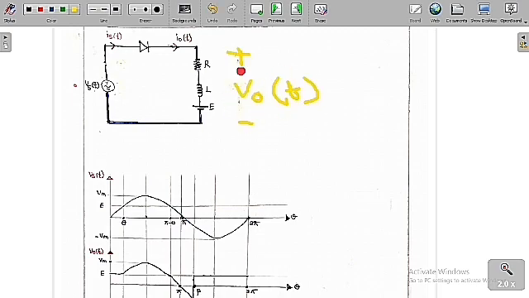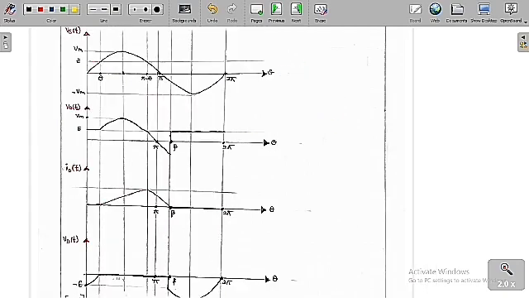So this is the output voltage, which is plus or minus V naught of t. Now we are going to draw the waveforms of this circuit. This is the source voltage, Vs of t, which is equal to Vm sin omega t. So we are going to get it in this fashion. And here I have already told you that E is always less than Vm. Let me assume the angle is theta here.